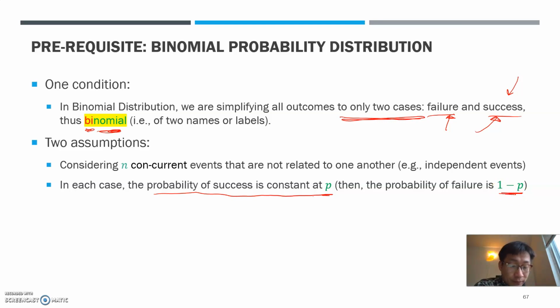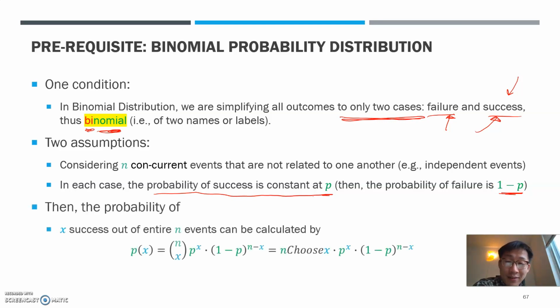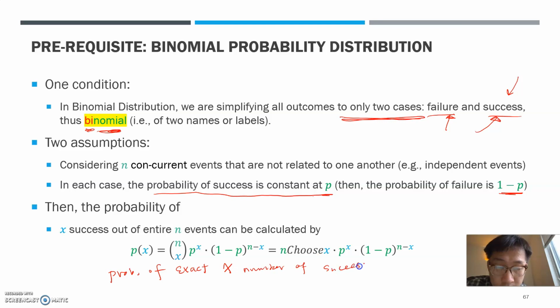Okay, are you ready? I'm going to show you something. Okay, it looks monstrous, but it's really not that bad. Okay, so the probability of observing exactly X successes. Make sure you understand this correctly. The probability of exactly X number of successes. Okay, that's what we're trying to calculate.